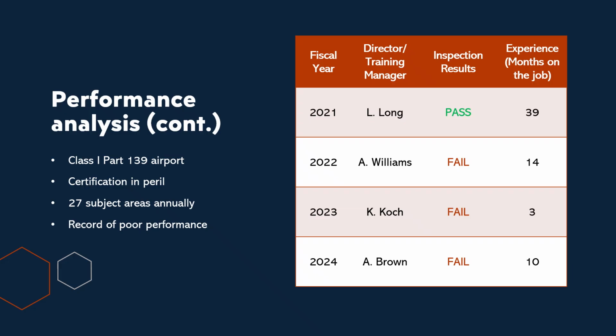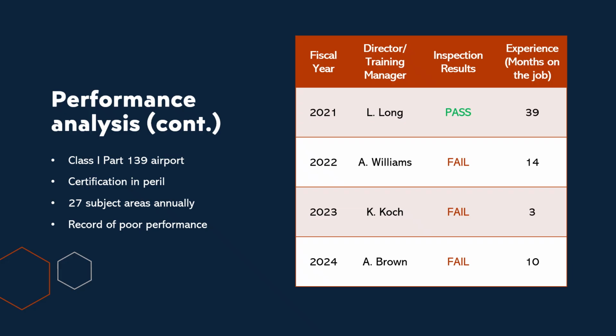Airport operations specialists must complete formal in-service training across 27 separate subject areas, including 13 topics related to ARF and another 2 concerning the testing, storage, and distribution of aviation fuel annually. Training evolutions must consist of formal instruction provided by the airport director/training manager, followed by some form of recordable learning assessment.